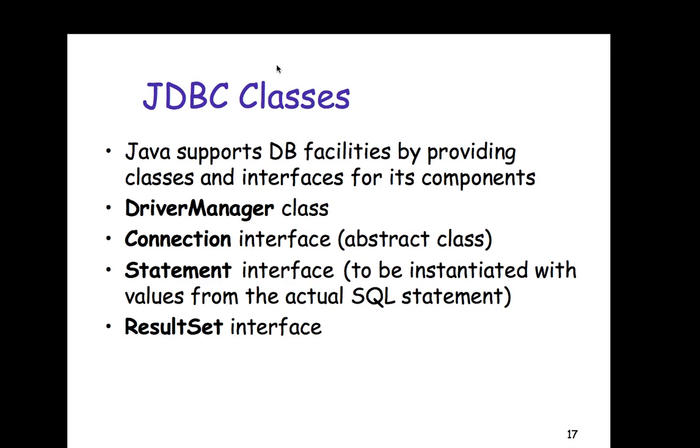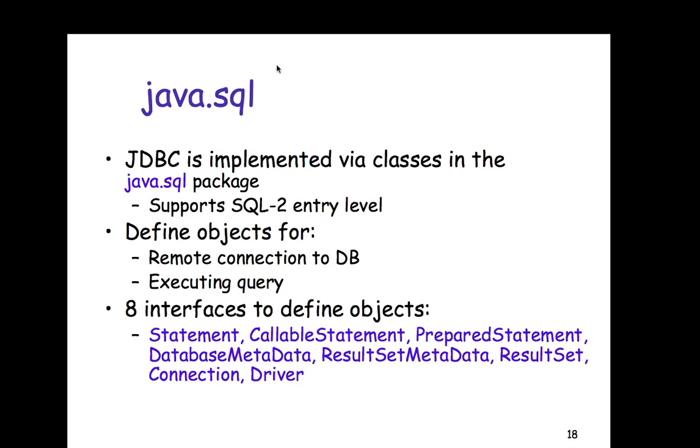The statement interface, which is actually another class in itself, is going to be an instantiation with the values of the actual SQL statement. All of these turn into objects, believe it or not, and then we have the result set interface, which is going to be another object. So we can run methods on the objects, essentially, to say result set dot next, and go through the result set. So the Java SQL implemented via the classes and the package supports SQL 2.